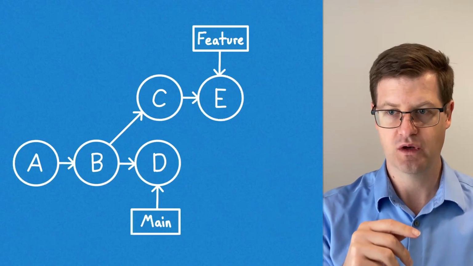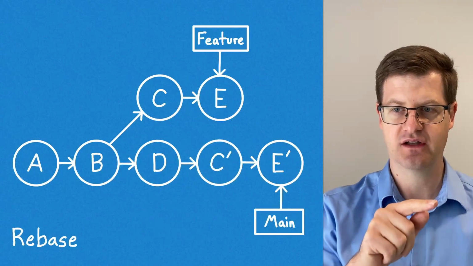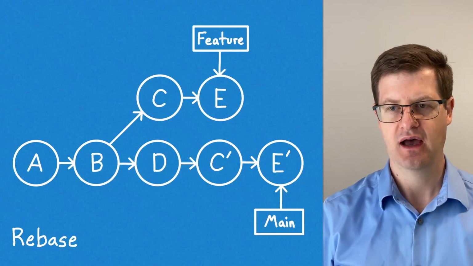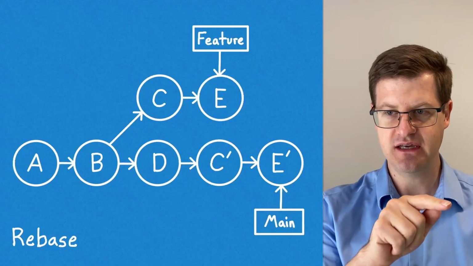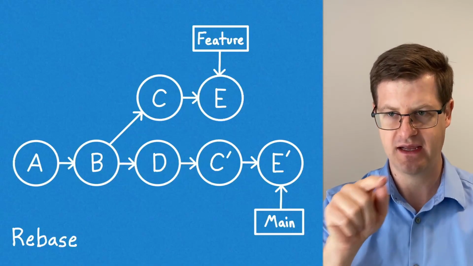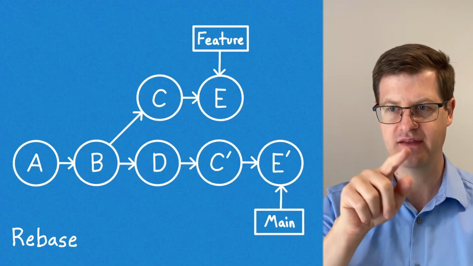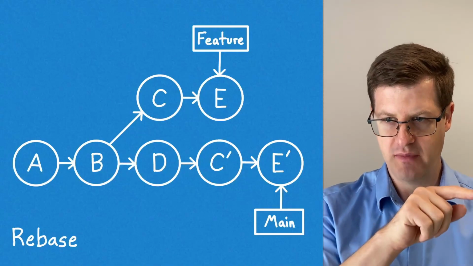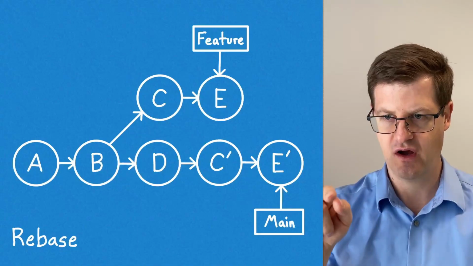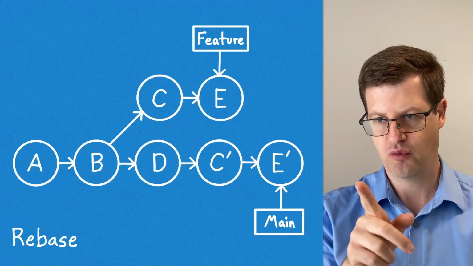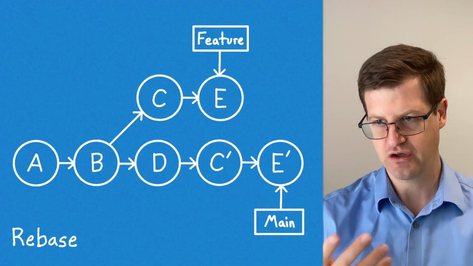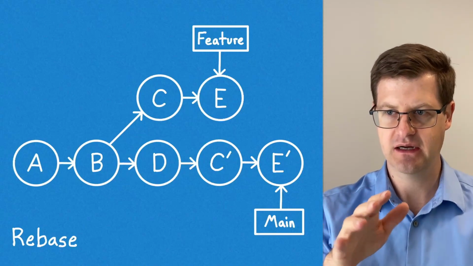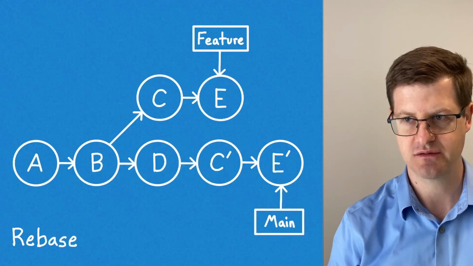The third option, rebase, takes the contents of C and E and essentially replays those against the main branch. So it starts at D, and then it says, okay, C, replay that against D, and that's now C prime, and then the same thing with E becomes E prime, with C prime as its parent. Then your main branch has a linear history, moves straight across, and your main head now points to E prime when you're all done merging.